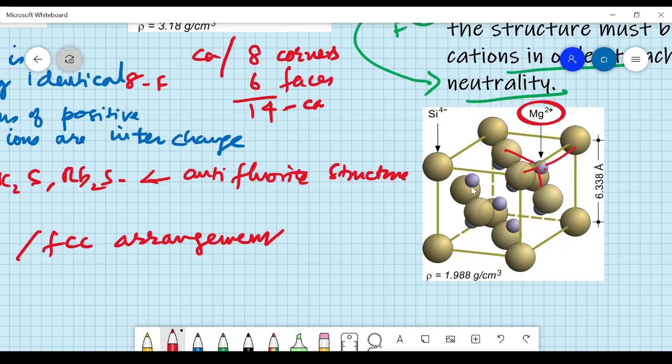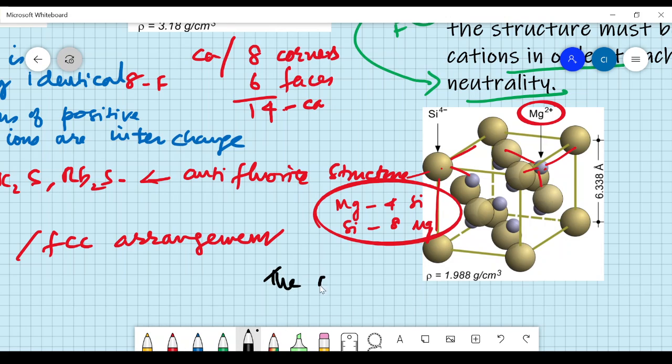But if you consider this as the silicon, how many will it be surrounded by? 1, 2, 3, 4. 4 at the bottom and 4 at the top. That is why you will have 8. So we can write magnesium surrounded by 4 silicon, silicon surrounded by 8 magnesium. This is the main point about this structure. Therefore, the coordination will be 4:8, or roughly 1:2.